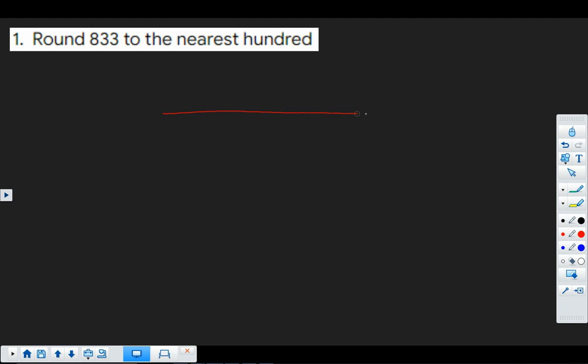We start with a rounding question. I think it's always helpful to have a look at our number line, and we're going to the nearest hundred. So this is me counting in hundreds here: 800, 900, 1000. Let's have a look at where our 833 is. Well, it's somewhere like that, isn't it? And we can see straight away that the nearest hundred is 800.